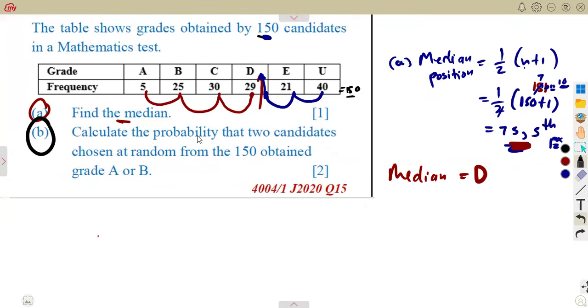Then the B part, calculate the probability now. We are now in the probability.